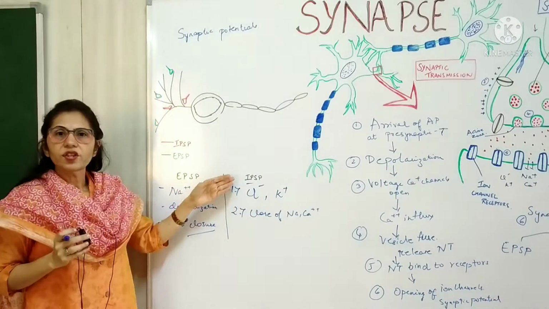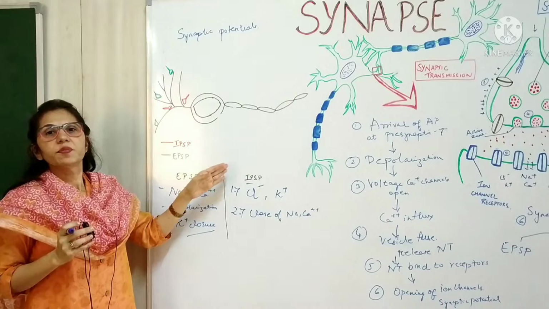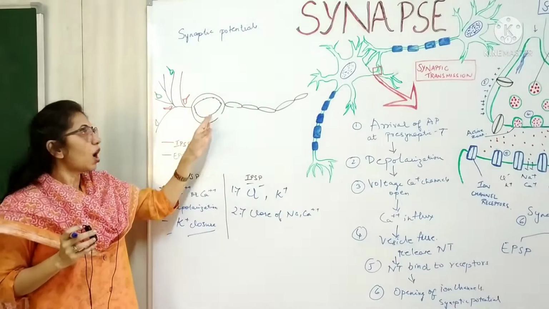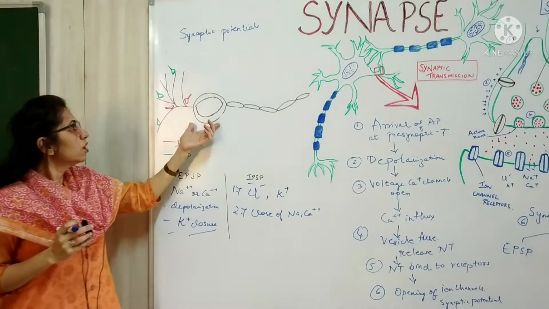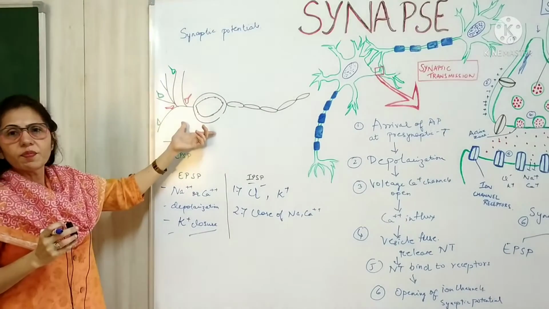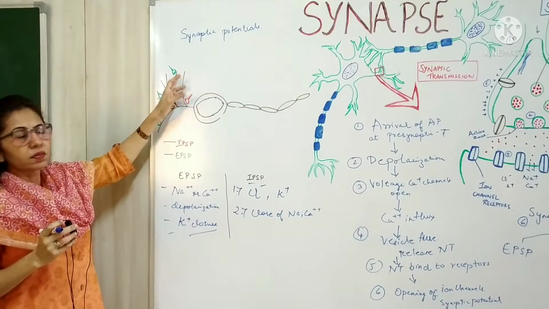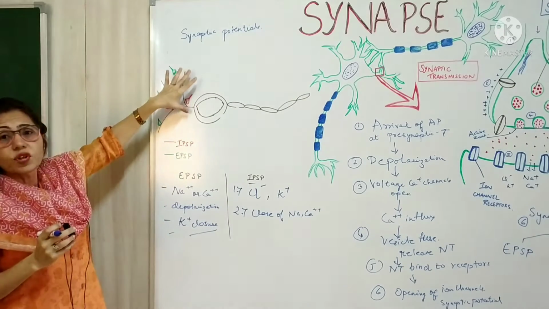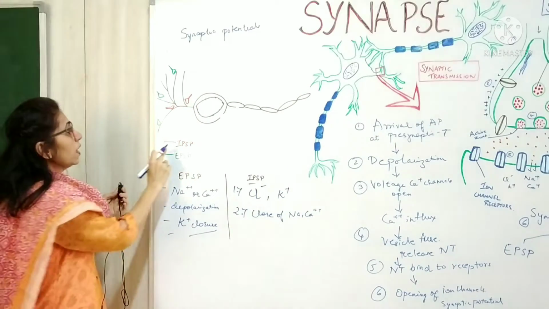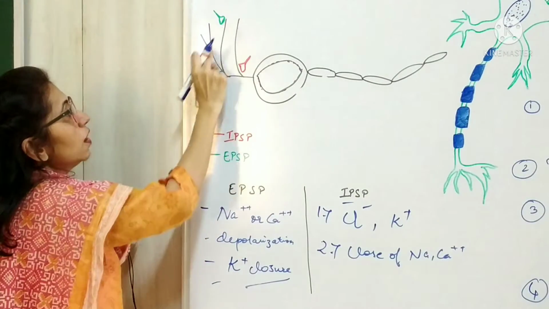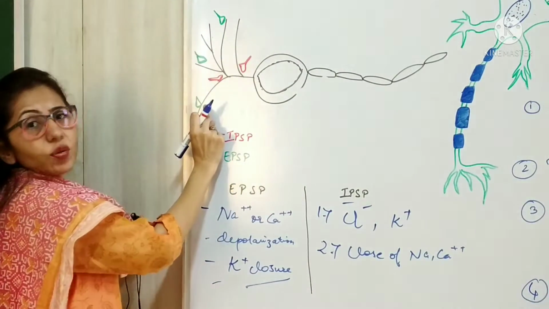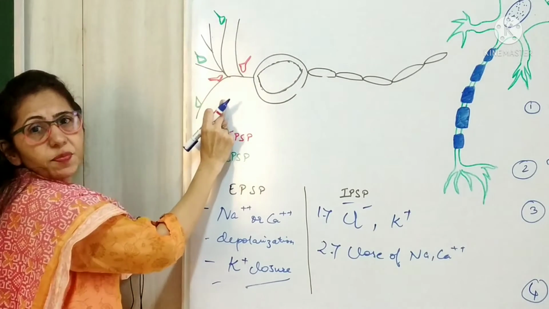Now the synaptic potentials have been produced, whether EPSP or IPSP. We will talk about how this causes propagation of an action potential in the postsynaptic neuron. A single postsynaptic neuron receives electrical stimulus from many presynaptic neurons. So IPSPs will be produced, which are red in color, and EPSPs, which are green in color. Many EPSPs will be produced on the postsynaptic neuron, as well as IPSPs.